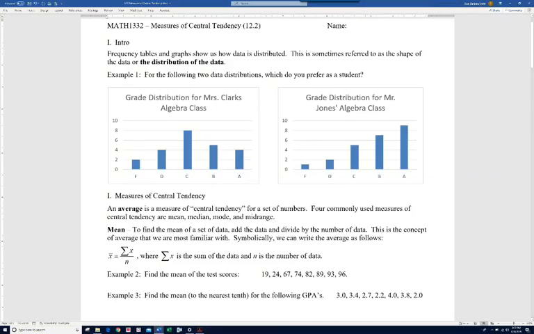Alright, in this video we're going to be looking at measures of central tendency. So notice it says here, frequency tables and graphs show us how data is distributed. This is sometimes referred to as the shape or the distribution of the data. So on example 1 here it says, for the following two data distributions, which do you prefer as a student? So go ahead and look those over.